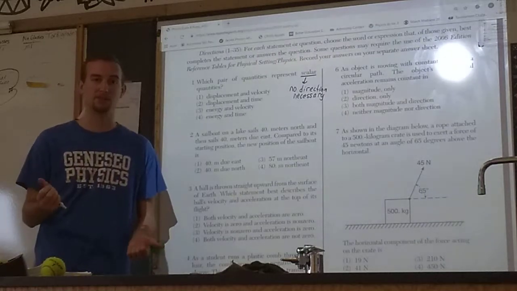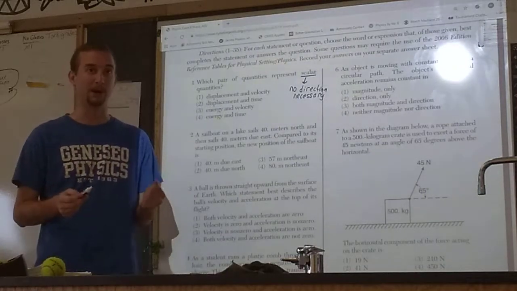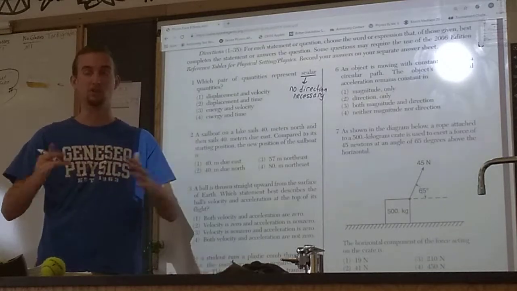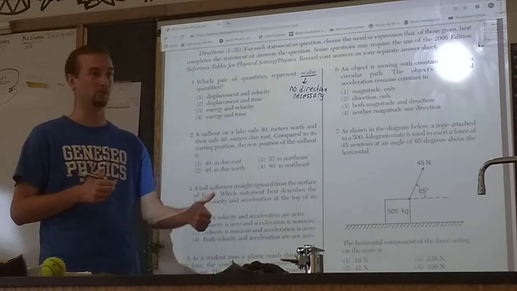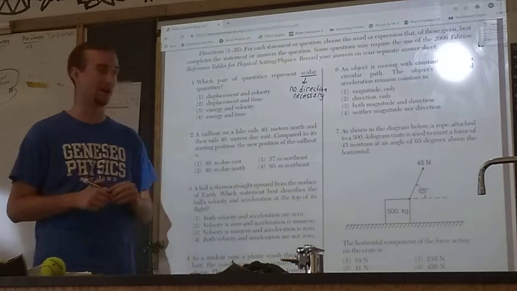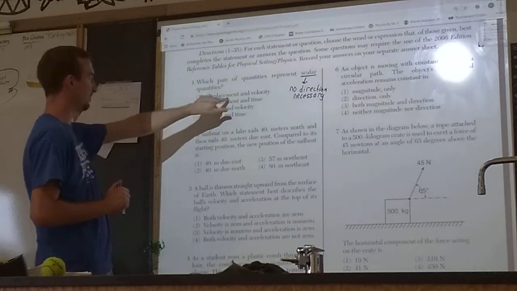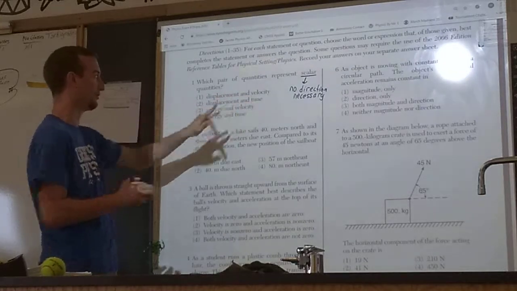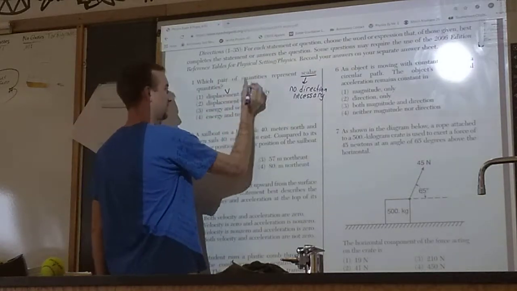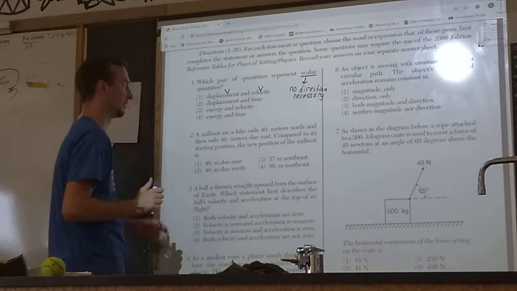Really, scalars and vectors just comes down to you having to memorize which measurement is which type. You need to memorize what are scalars and which ones are vectors. So let's go through the list. First question, displacement and velocity. These are both vectors. Displacement is a vector, velocity is a vector.